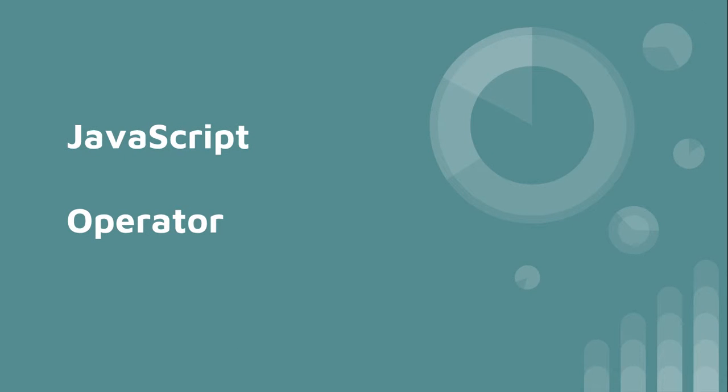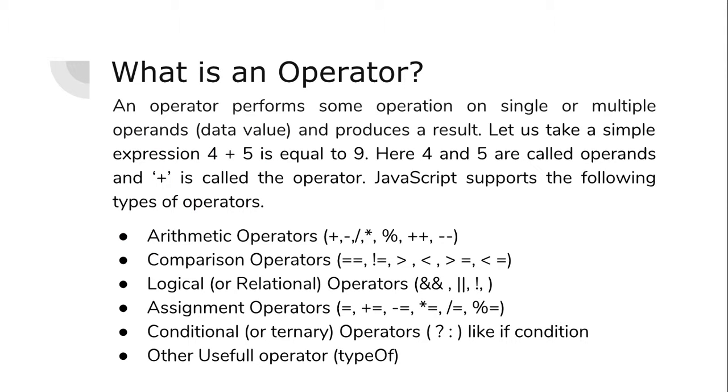In the last video, I showed you the basic JavaScript operators. Now we learn about JavaScript operators. So now we go back to the previous video and redefine the operators. Operators perform some operation on single or multiple operands and produce a result. Let us take a single expression: 4 plus 5 is equal to 9. Here 4 and 5 are called operands and plus is called the operator.